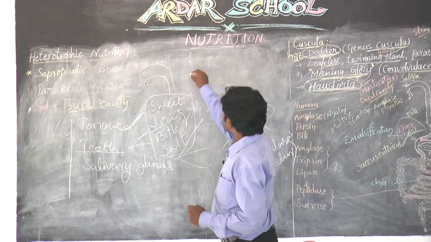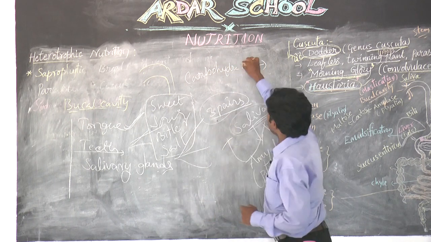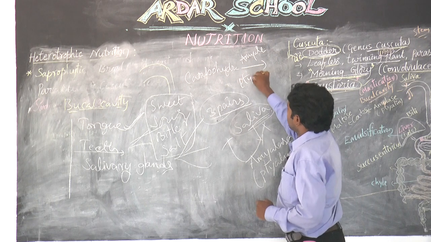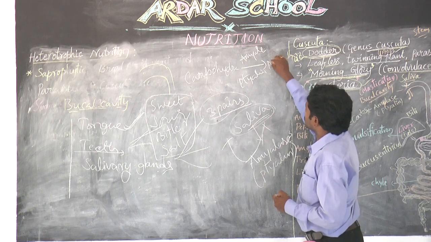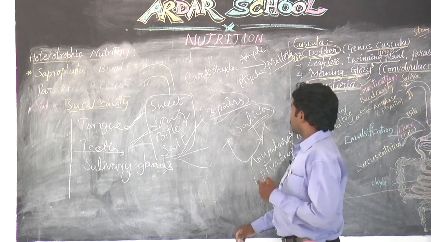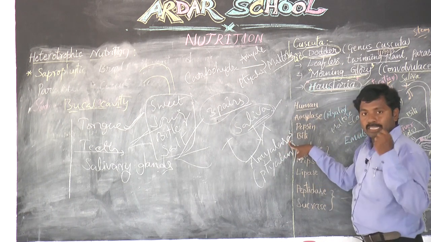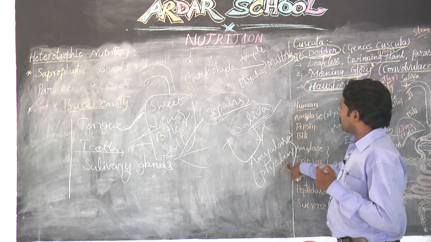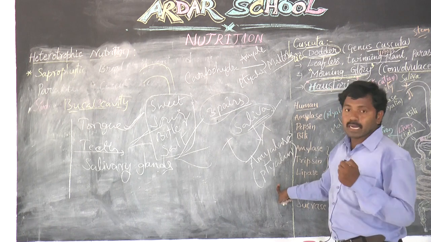So what is the main function? Amylase acts on carbohydrates and converts them into a simple compound called maltose. That is the use of the saliva. So saliva has amylase, which is one enzyme, also known as tyrosine. It converts the carbohydrates into maltose. That is the main function of the buccal cavity.